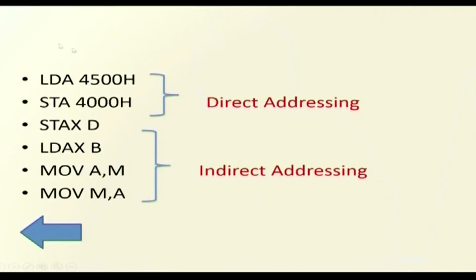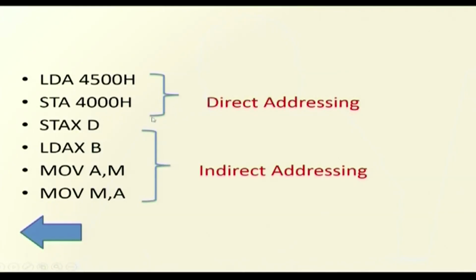So, these are the 6 instructions. LDA, load accumulator direct, with 4500. The 4500 is a memory address because this is a 16-bit address. During the execution of this instruction, the content of 4500 is transferred to the accumulator, that is why it is called a read operation. STA 4000H, 4000 is a memory address. During the execution of this, the accumulator content is transferred to the specified memory location. So, this is a write operation which is used to store the data.